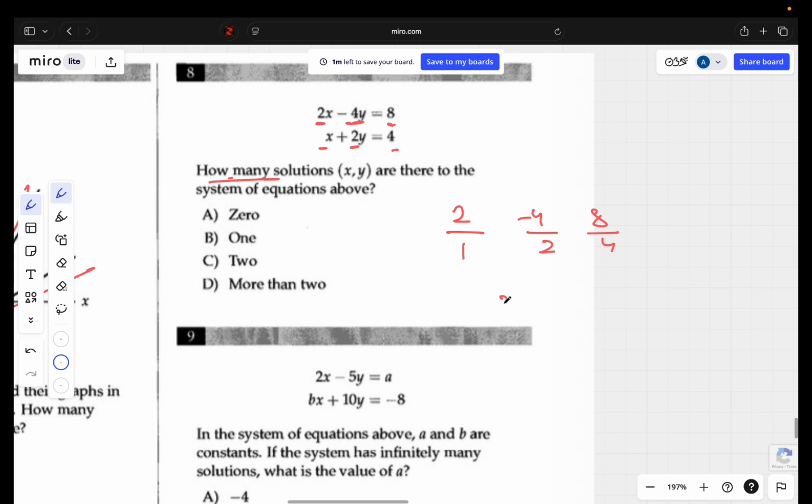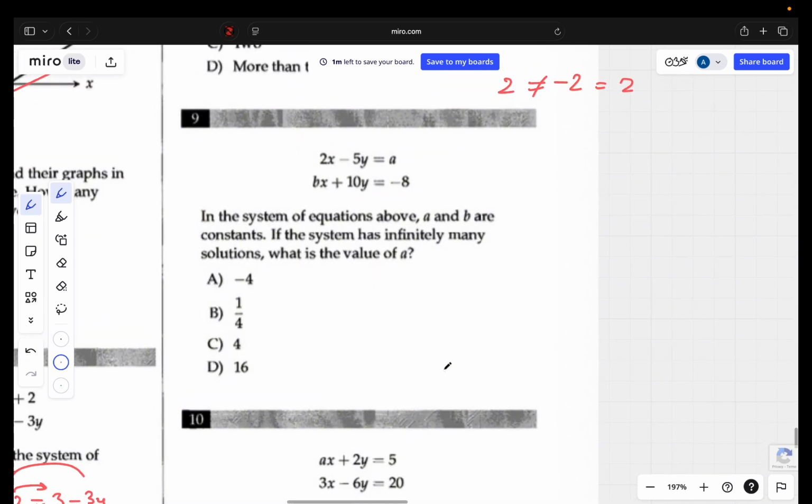So 2 over 1 is 2, negative 4 over 2 is negative 2, so that's not equal to this. And then we don't have to check this because we don't really care about this. If it's not equal, that means it's going to be one solution. A is not equal to B. Question 9.